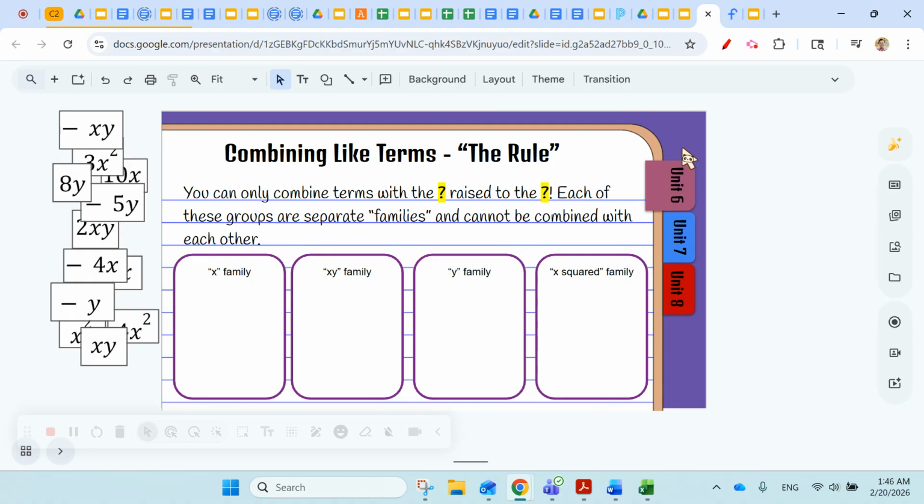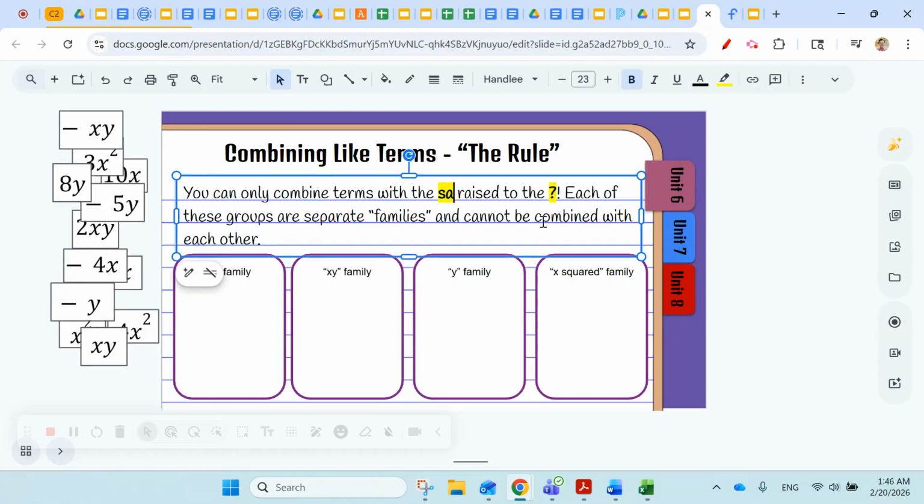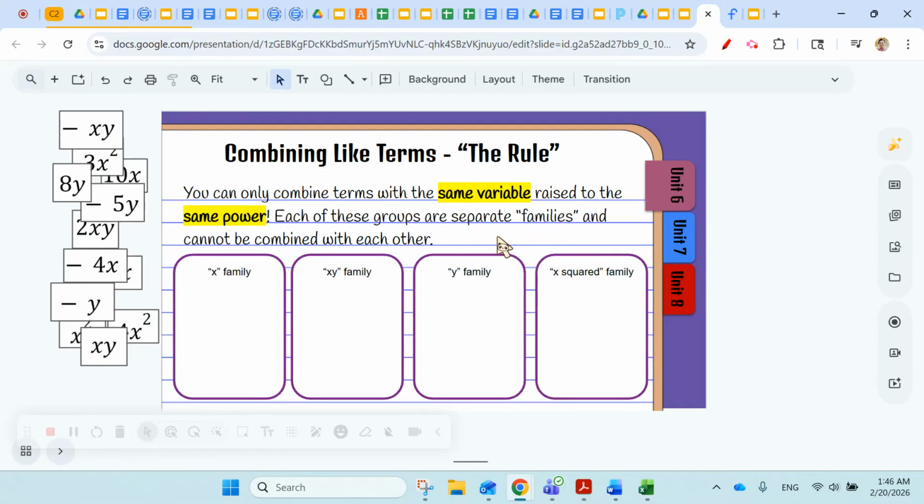This next slide, we are combining those like terms. So what is the rule? The rule is, just like we just wrote, you can only combine terms with the same variable raised to the same power. So it's got to be the same variables, the same combination of letters, but also the same exponent if there is an exponent.